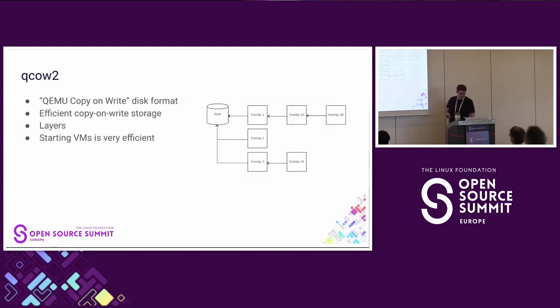Then I also briefly mentioned QCOW 2. That's the image format that Virter primarily uses. So the cool thing about QCOW 2 is, it stands for QEMU copy on write disk format. So it supports copy on write, which is convenient because you can make the image pretty small, and once you write to it, it gets bigger on demand, right? So it's pretty space efficient to store.